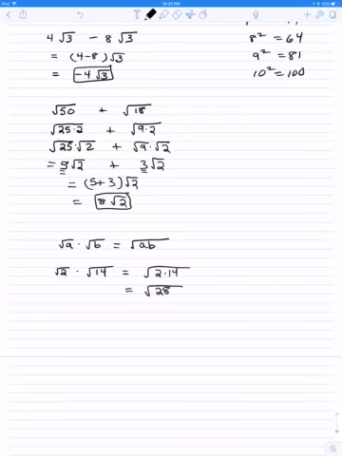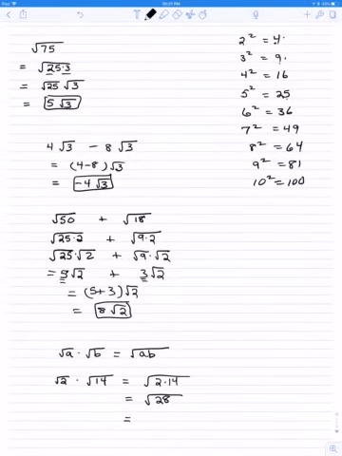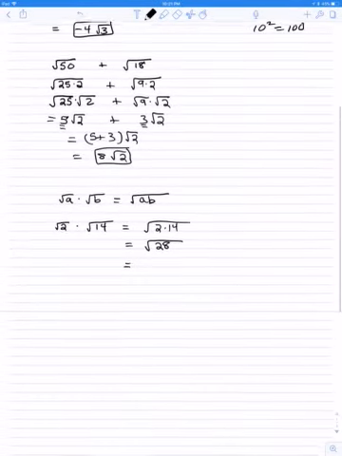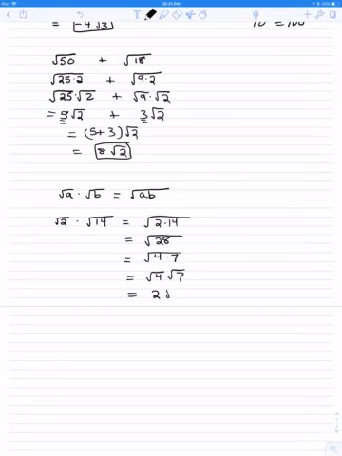But all radicals always have to be simplified. So I'm looking to see if there's a perfect square, going back up to these perfect squares, that will divide evenly into 28. So if I look down the list, well, 4 goes evenly into 28. 4 goes into 28 7 times. So break it down as separate square root factors. So square root of 4 is 2, square root of 7.